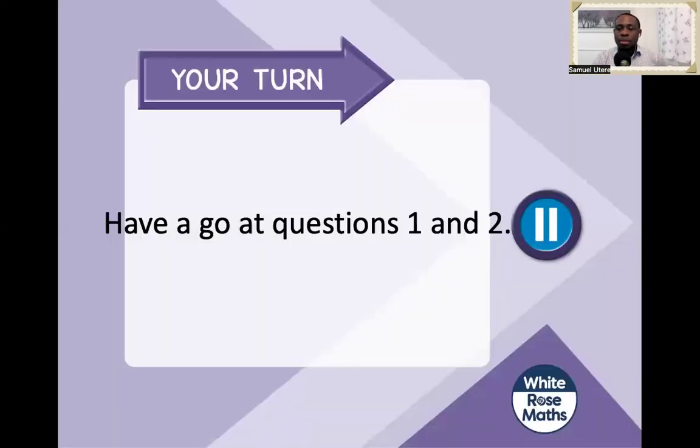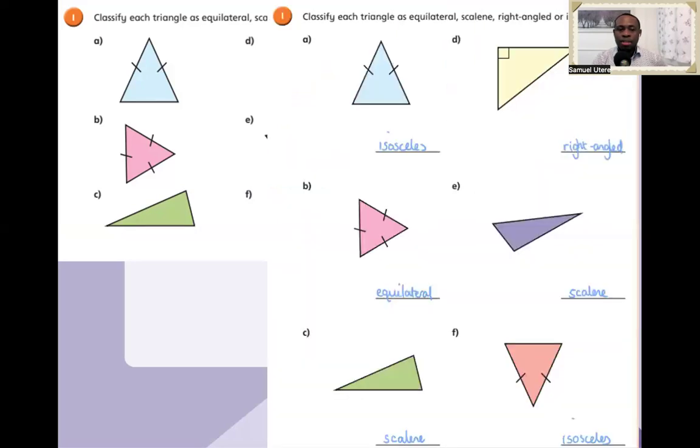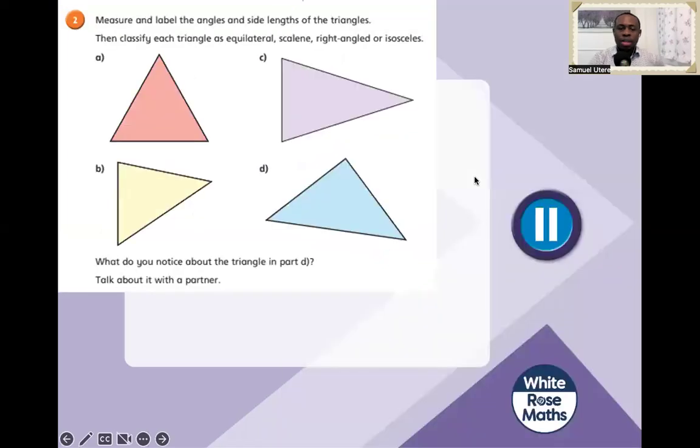All right, pause the video and answer questions 1 and 2 to practice what you've learned. Answer question 1 in 2 minutes. Assuming you've paused the video and you've answered question 1, here are the answers. So here you were asked to classify each triangle as equilateral, scalene, right-angled, or isosceles. This was to help you gain an understanding by practicing knowing the names and spotting what name to use when you see certain triangles. Pause the video and answer question 2 in 2 minutes.